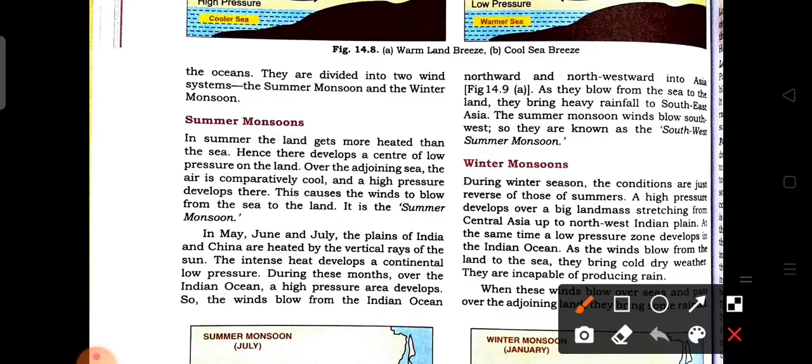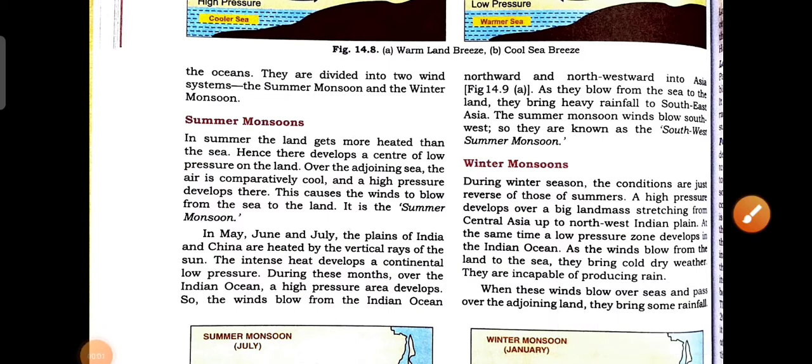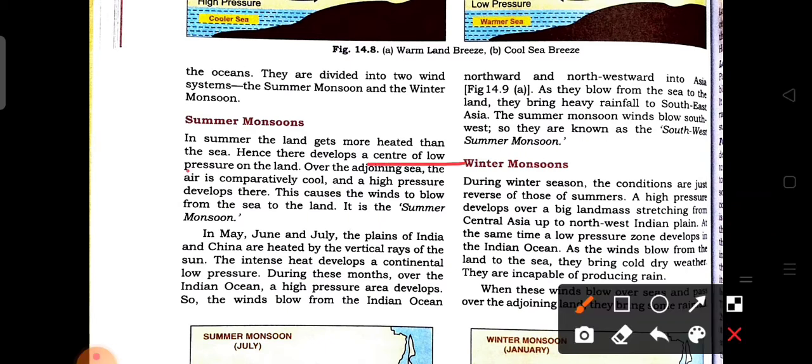So now let us discuss the summer monsoon wind. In summer, the land gets more heated than the sea. Hence, a center of low pressure develops on the land, where the temperature becomes higher. Over the adjoining sea, air is comparatively cool, which means there prevails the high pressure. This causes the wind to blow from sea to land, and it is called the summer monsoon.